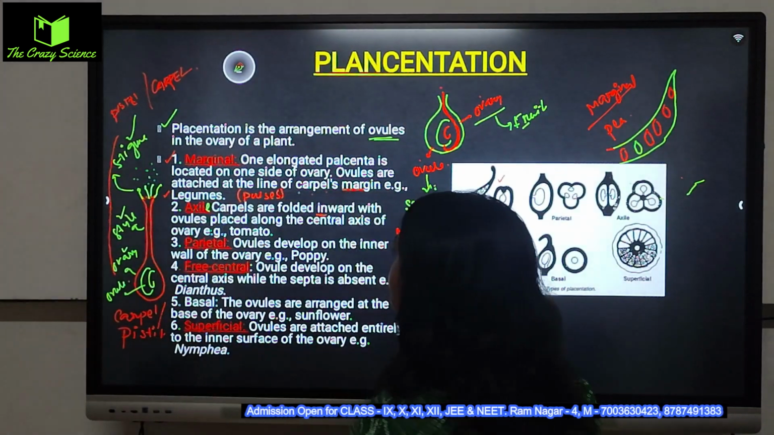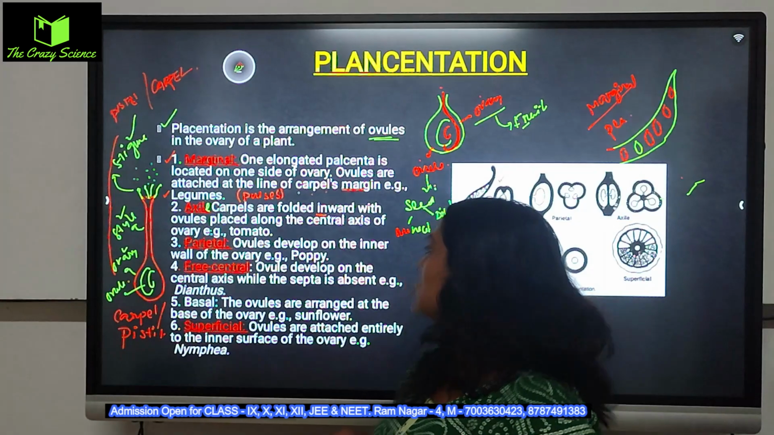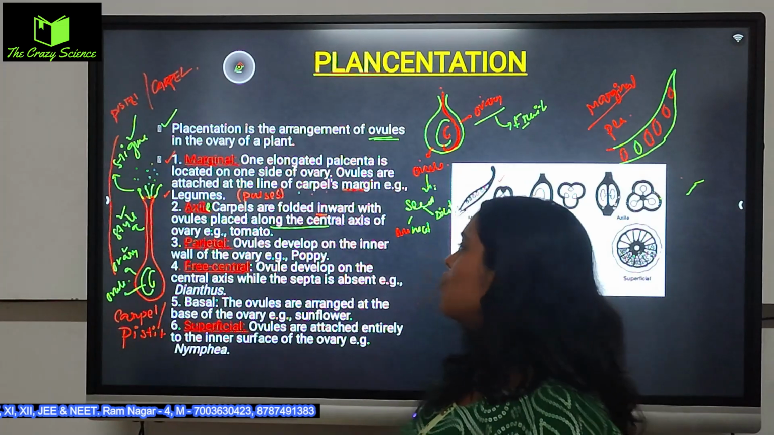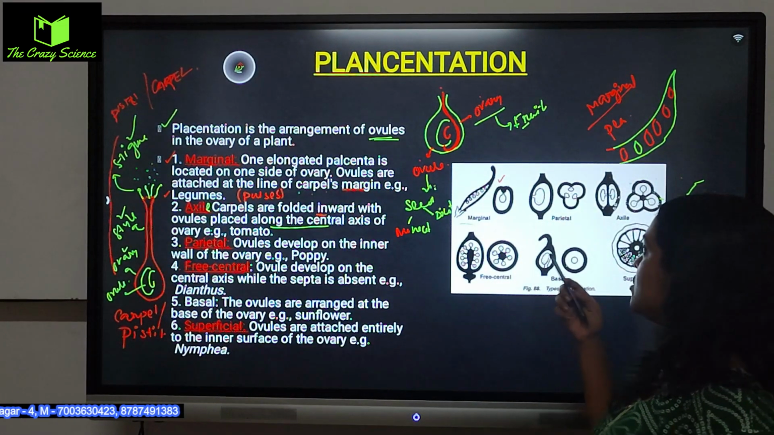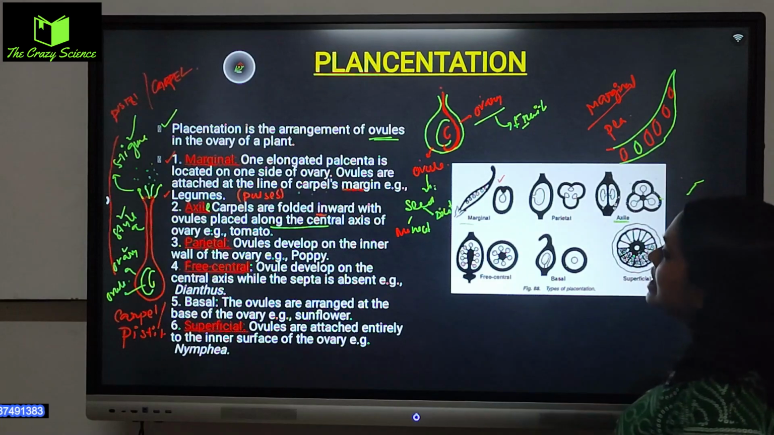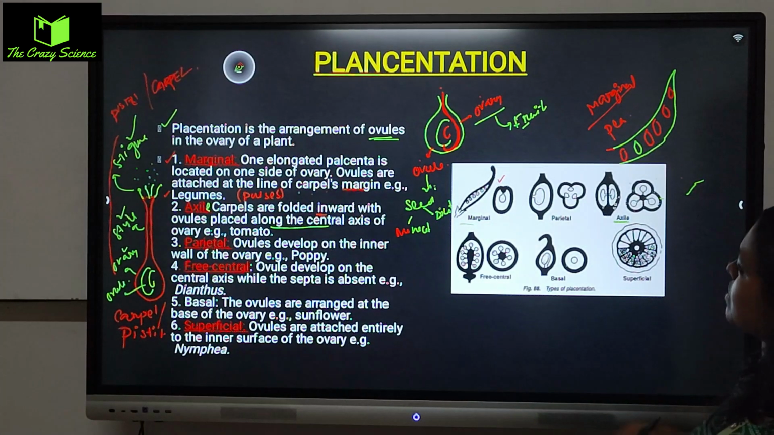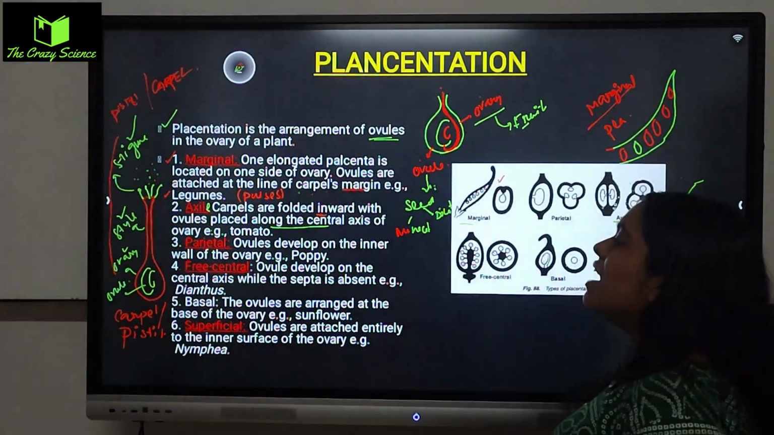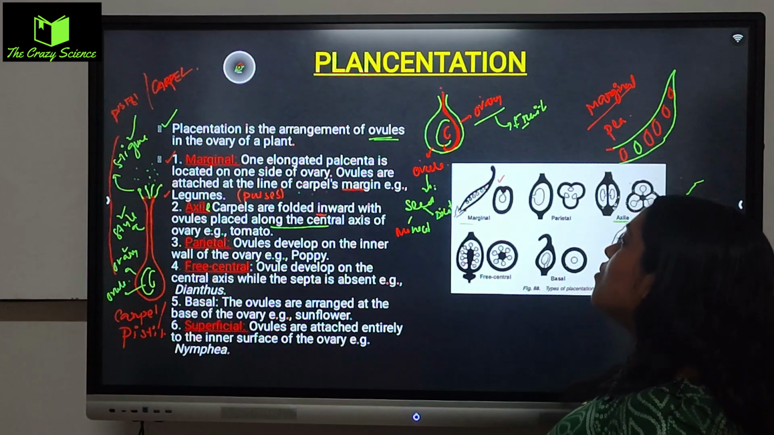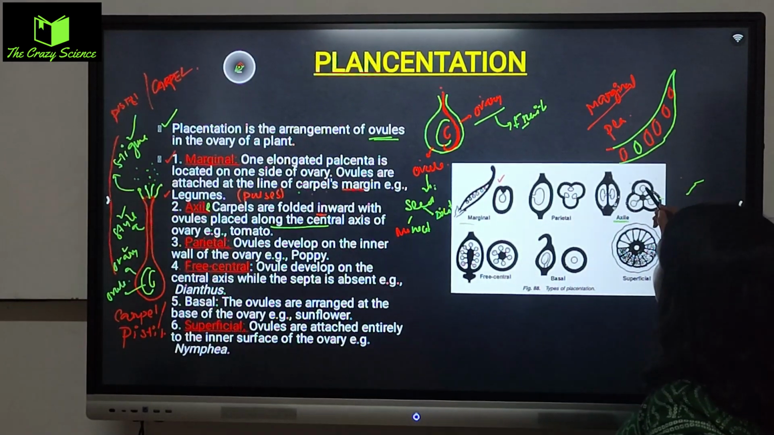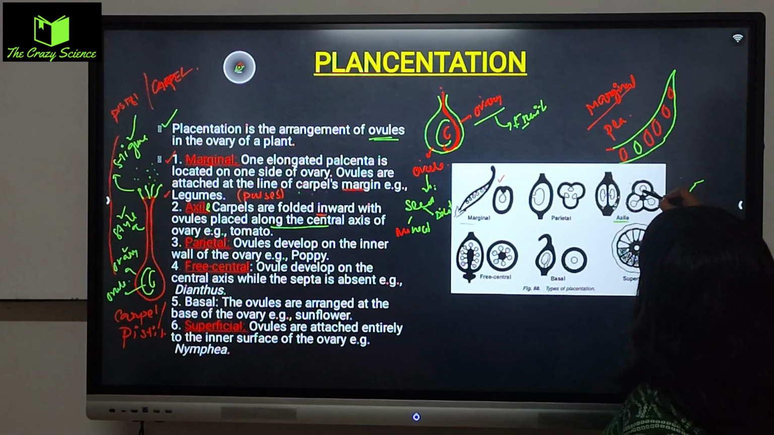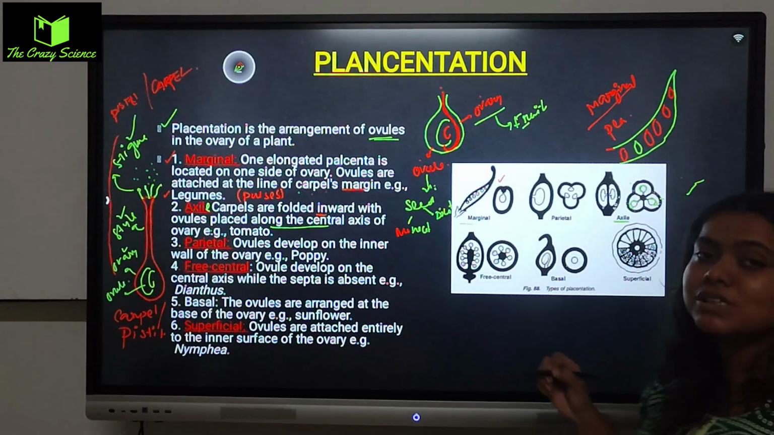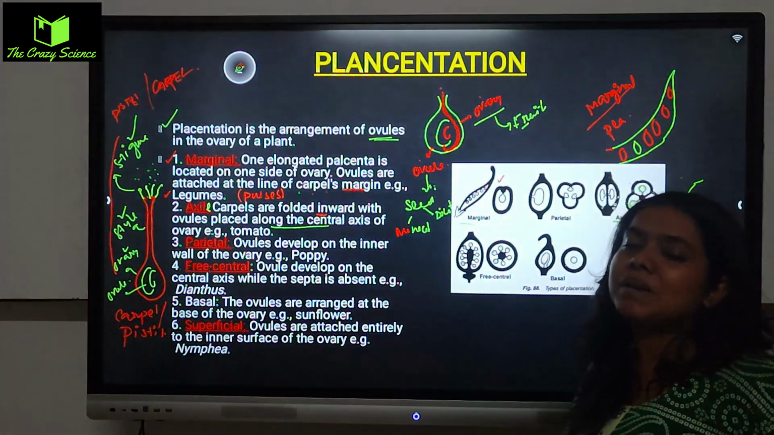So here it says carpels are folded inwards, with the ovules placed along the central axis of the ovary. If you go through this picture, this is the structure of the axile. You can see that the carpels are folded, rolled inward, and the ovules are placed along the central axis of the ovary. Ovules and ovary both are inside and both are present together.